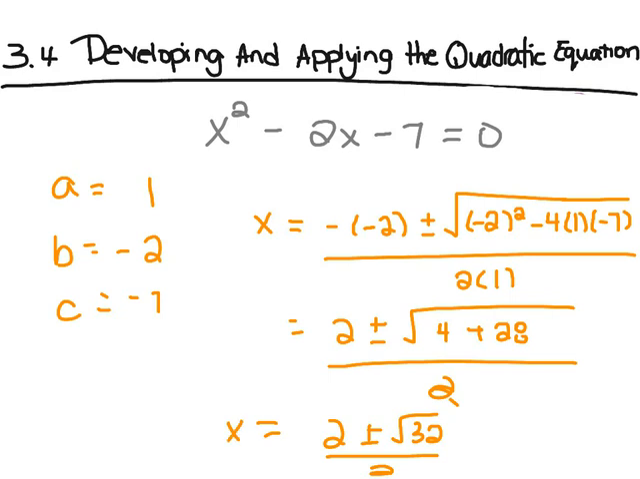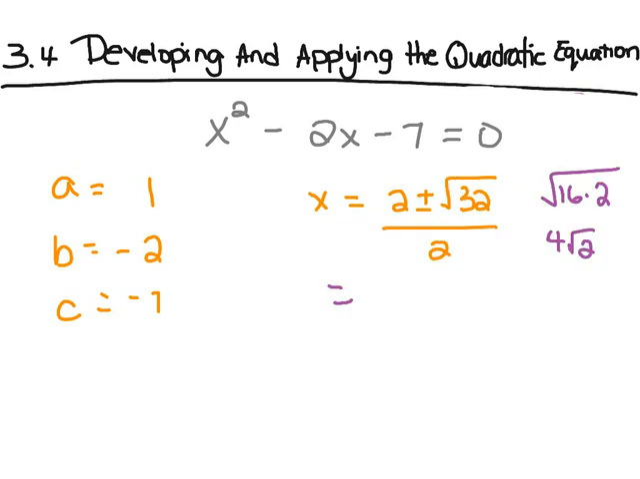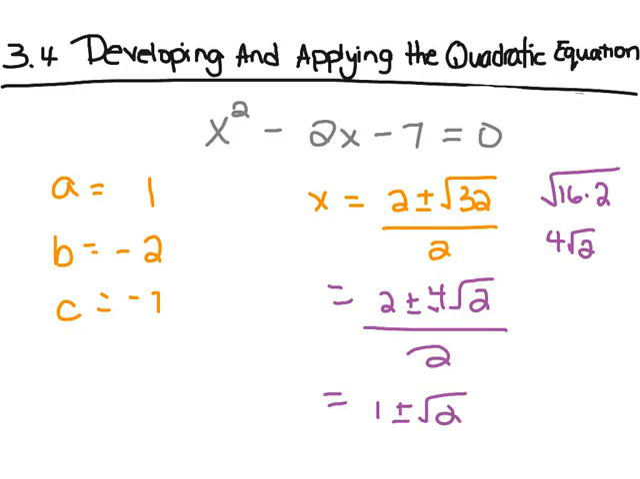Now to simplify this, 2 plus or minus 4 root 2 divided by 2, and you can take a 2 out from all of these, so it's 1 plus or minus root 2. That's your simplified answer.